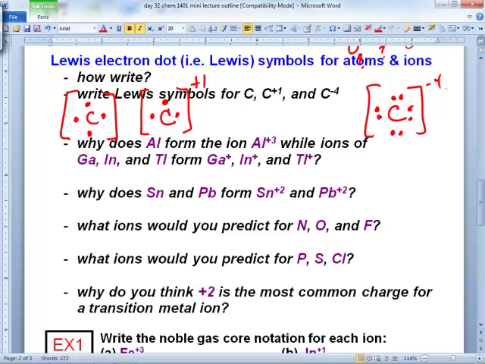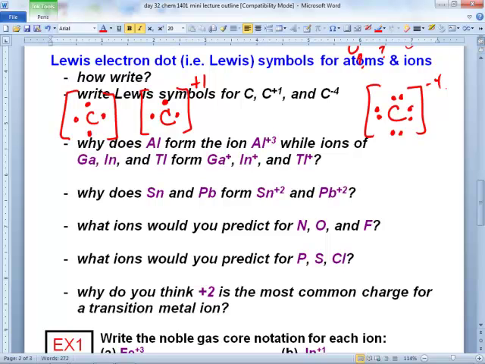Okay. Now let's see if we can make the leap here. C negative 4. Does that sound familiar? We had a name for it. That was the ion that carbon formed. What did we call it? Carbide. We hardly ever saw it, but it is carbide. Okay. How did we get it? How did we figure out that carbon has a -4 charge? We used the periodic table.